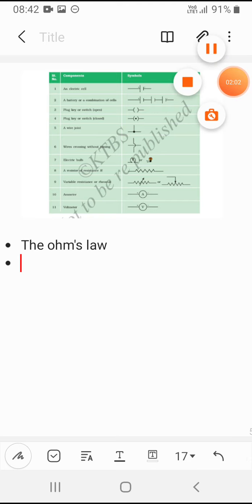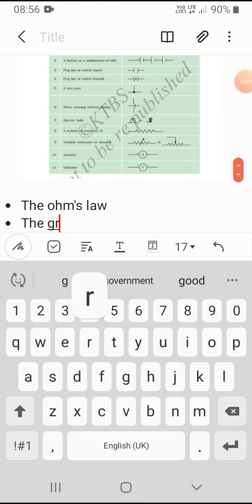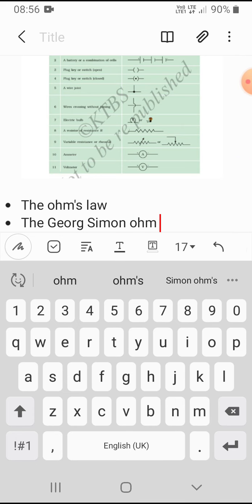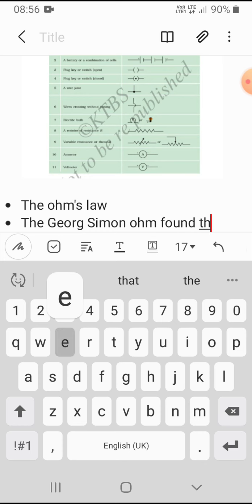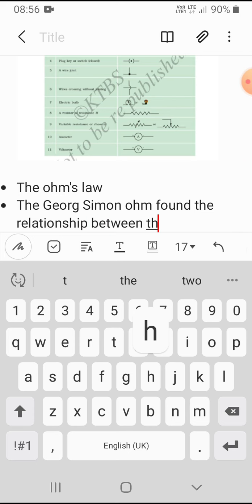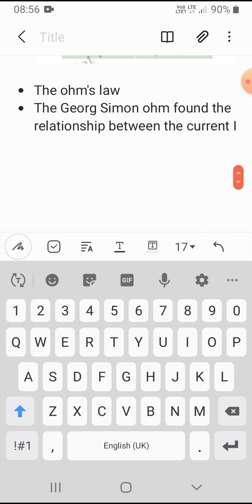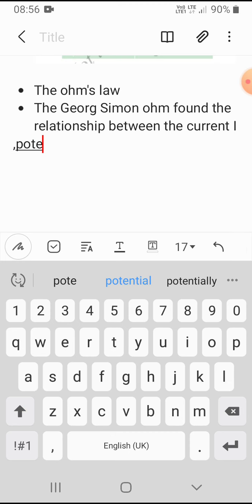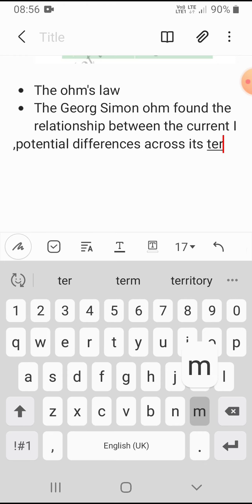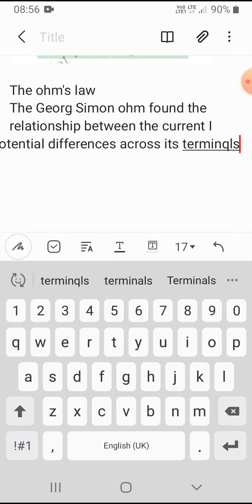Next is Ohm's law, named after the scientist George Simon Ohm. He found the relationship between the current I, the symbol for current as you all know, and the potential difference across its terminals.